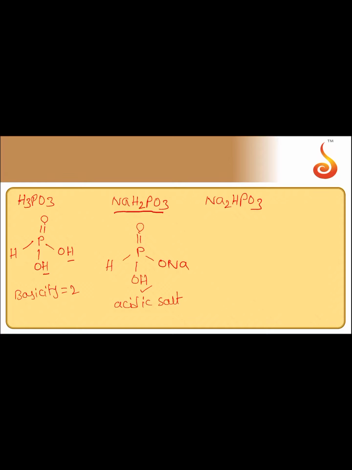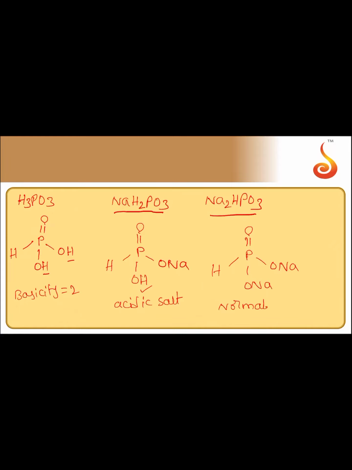And in Na2HPO3, the 2 acidic hydrogens of the H3PO3 are replaced by sodium. There is no acidic hydrogen. This is not acidic hydrogen. It cannot be replaced. This PH hydrogen cannot be replaced. Only OH hydrogen can be replaced. Those are considered as acidic hydrogens. This hydrogen cannot be replaced, so it is not acidic hydrogen. So this is normal salt.